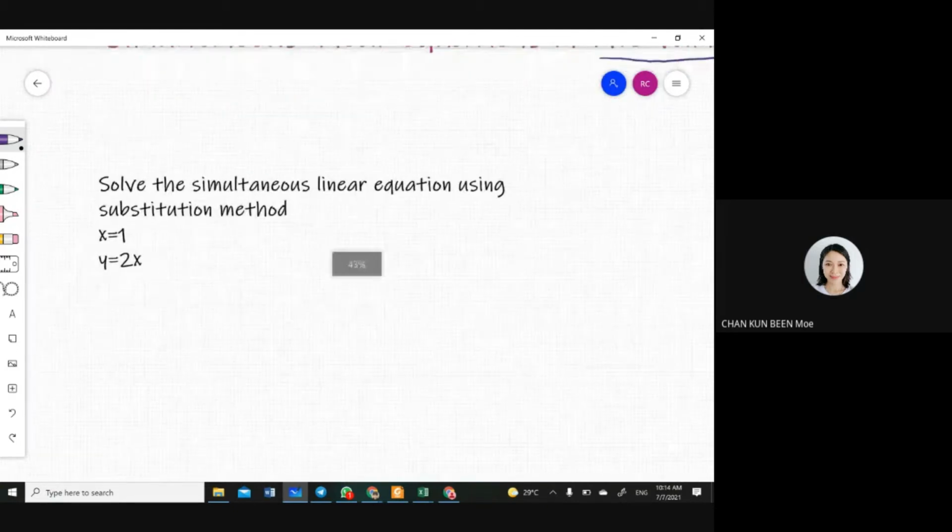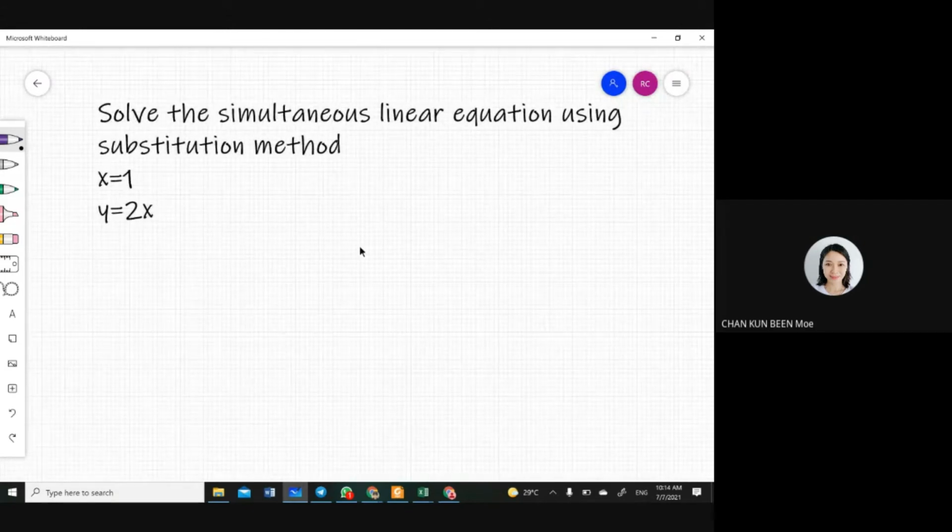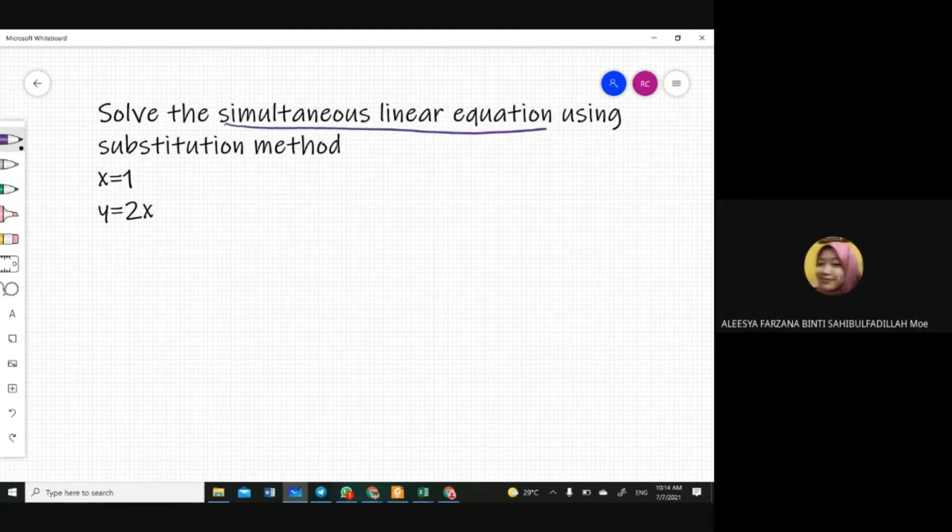Now we try to look at this one. I start from the simplest simultaneous linear equation. Solve the simultaneous linear equation using the substitution method. Again, why do we call it simultaneous linear equation? Serentak, because we have two equations over here. We have to solve it simultaneously.